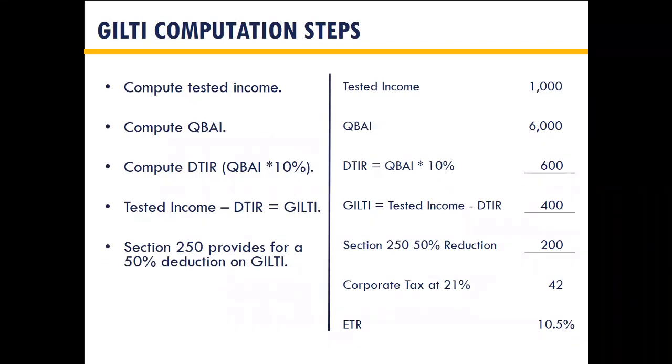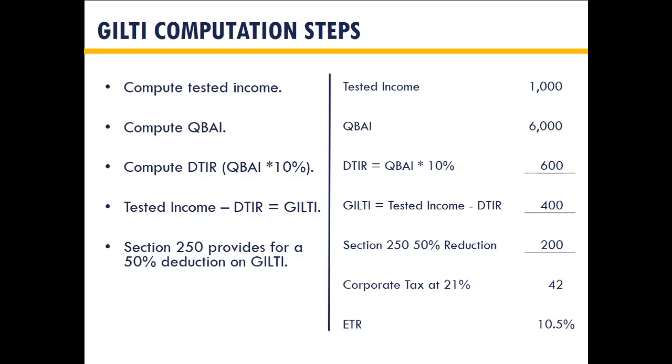Let's look at a numerical example just to put that all in perspective. In this case, we have tested income of $1,000, and we have our QBAI, our qualified business asset investment, of 6,000. We multiply that 6,000, that gets us to our floor of 600. And then because our income is greater than our threshold by 400, we have $400 of GILTI income. And for C corporations and for individuals making a 962 election, we'd then have a $200 deduction. And so we'd be left with $200 of income that's subject to corporate tax in this case. And that would get us to $42.